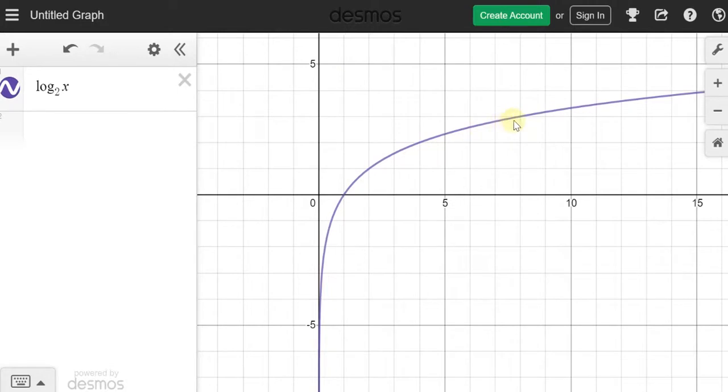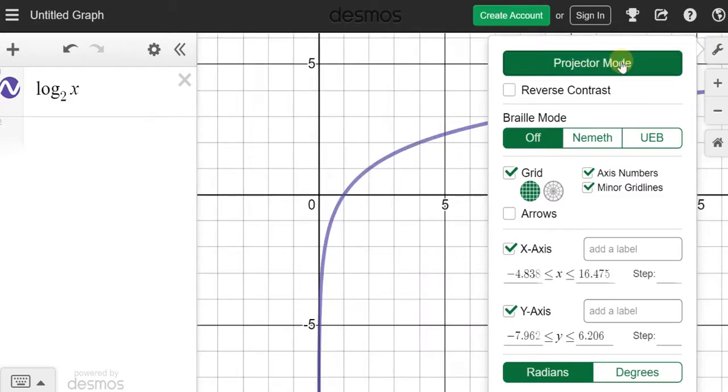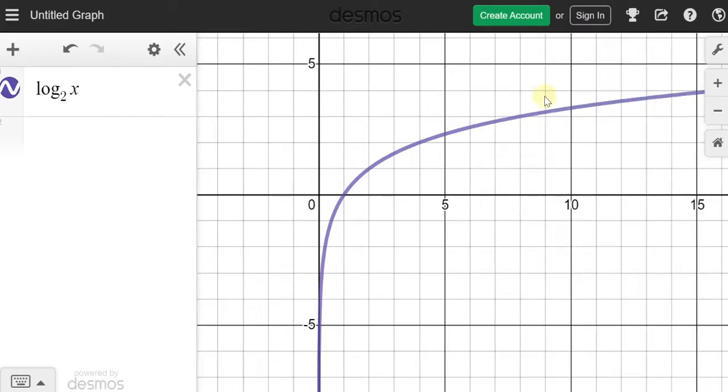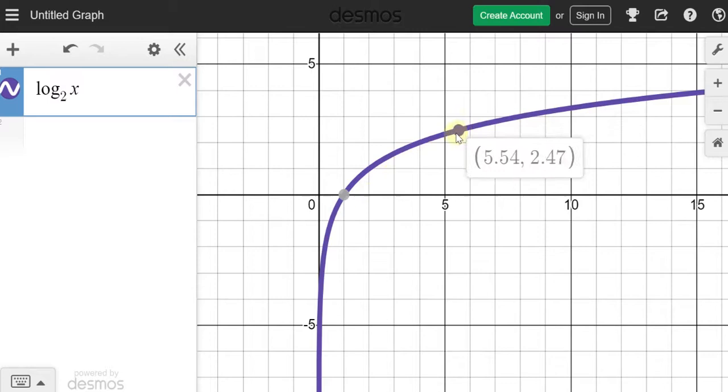And you can actually slide, let me see, click on tool, projector mode. It makes the graph look better, more readable. And there you go. If you drag on the graph, left click, hold and drag, you can actually read these points. And this is (1, 0). Remember, all logs go through (1, 0). So that's what this one is.